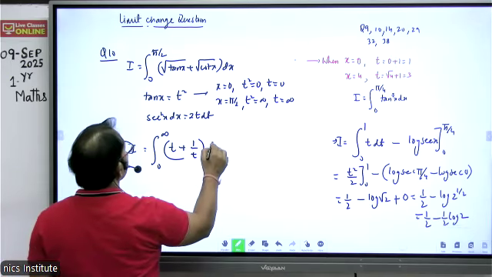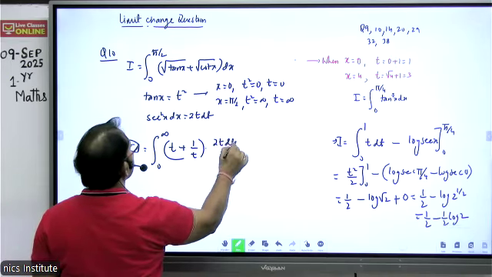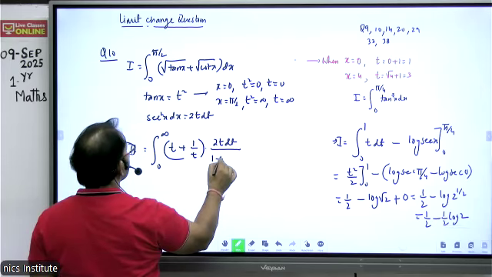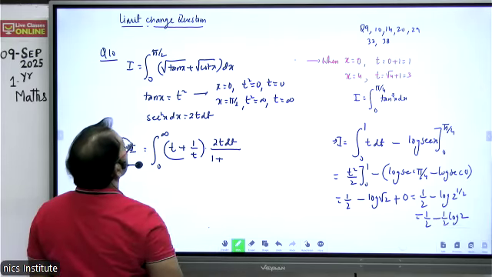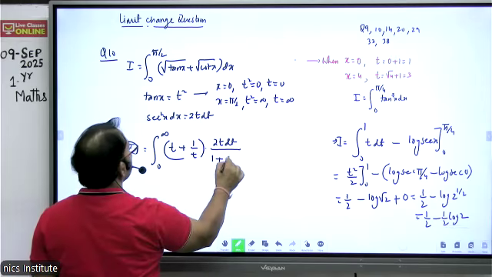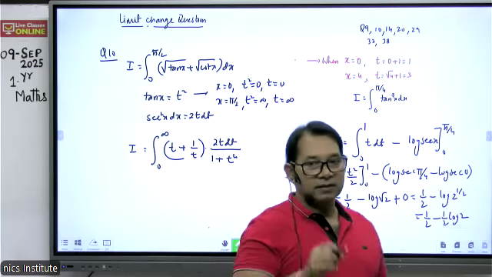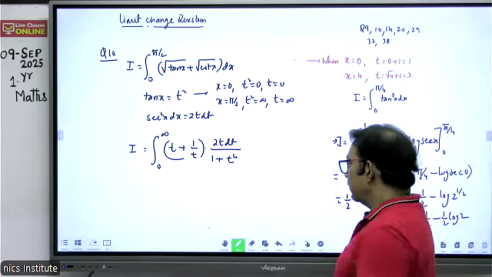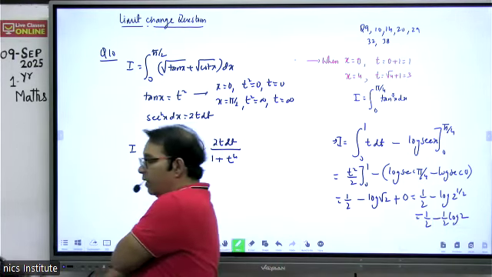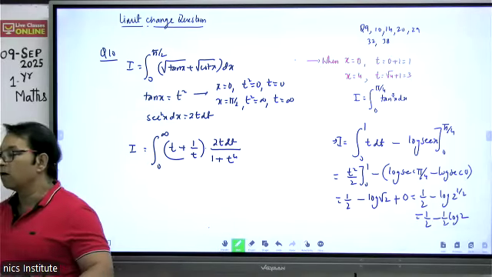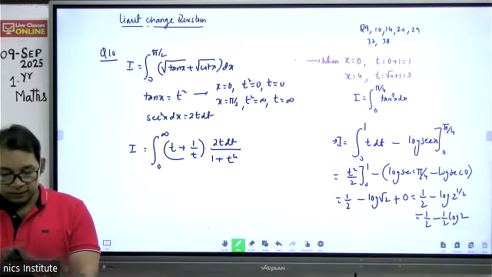And dx would be 2t dt by sec square x, which is 1 plus tan square x. And tan square x would be t raised to power 4. You substitute tan x as t square, so tan square x would be t to the power 4. Now tell me how to go about it.